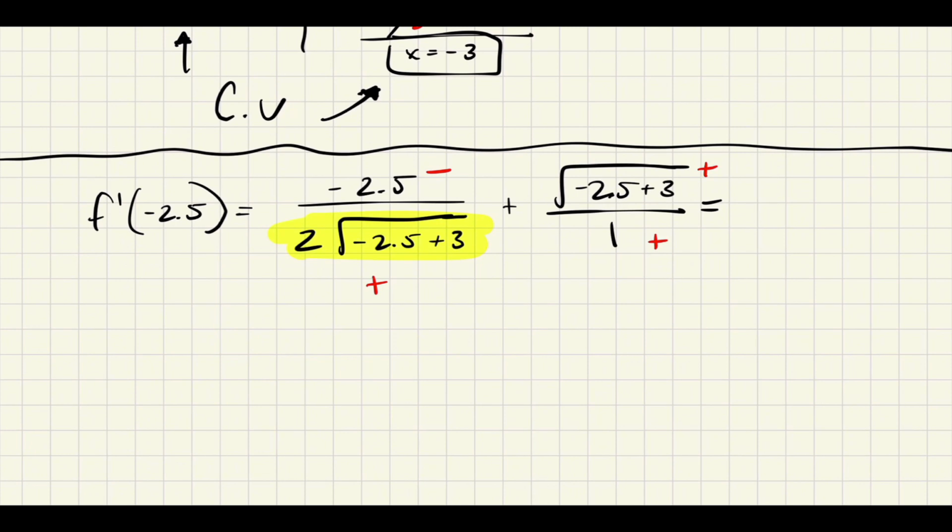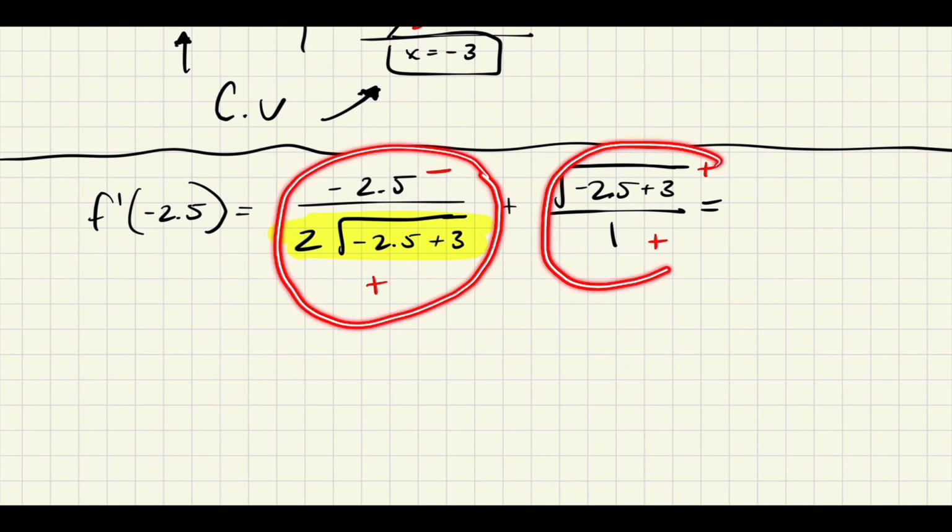Okay, so I'm going to get one fraction that's positive and one fraction that's negative. Which one will be bigger? The first fraction or the second fraction? That's what I got to decide. If the first fraction is bigger, it's going to be negative. If the second fraction is bigger, it's going to be positive. So which one of these guys is going to be bigger? Give me a bigger answer, I should say.